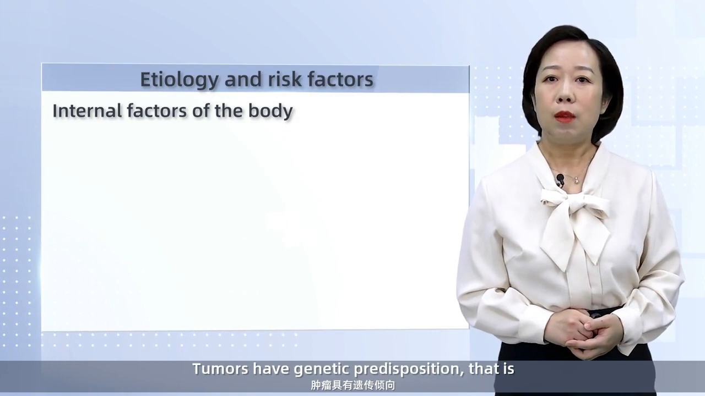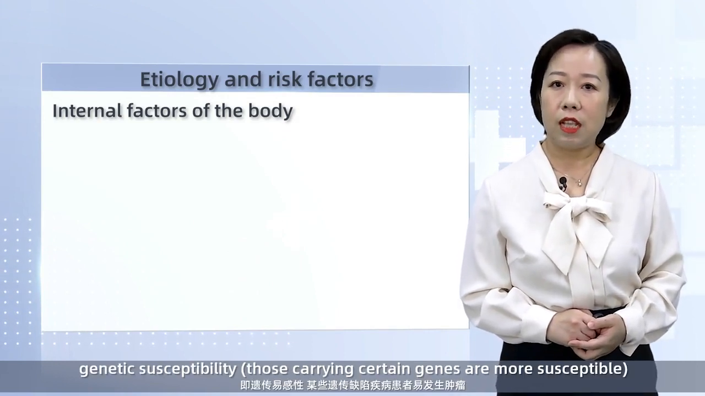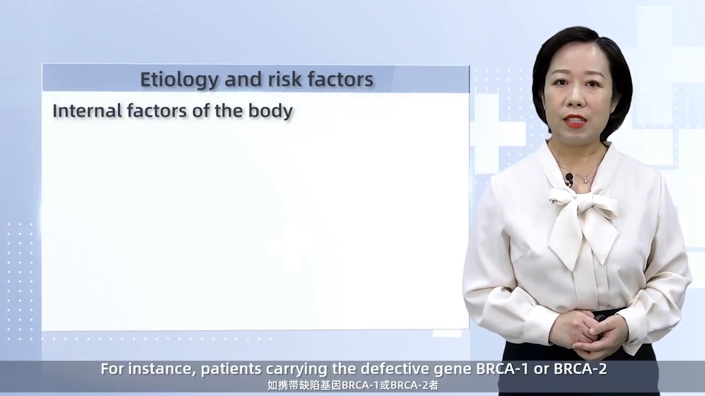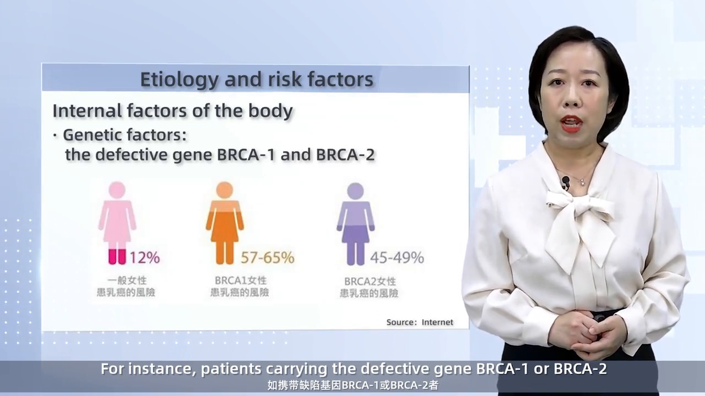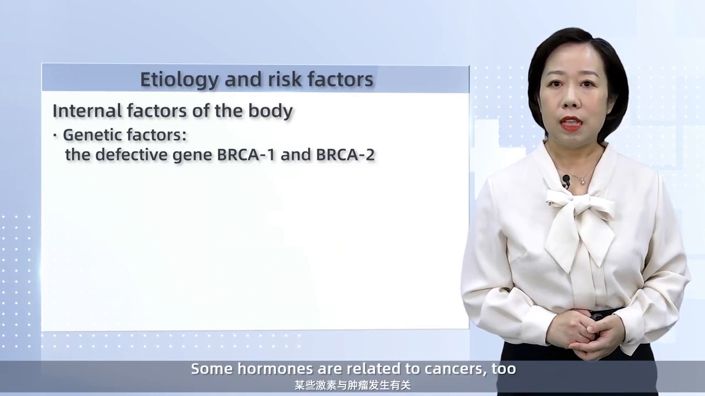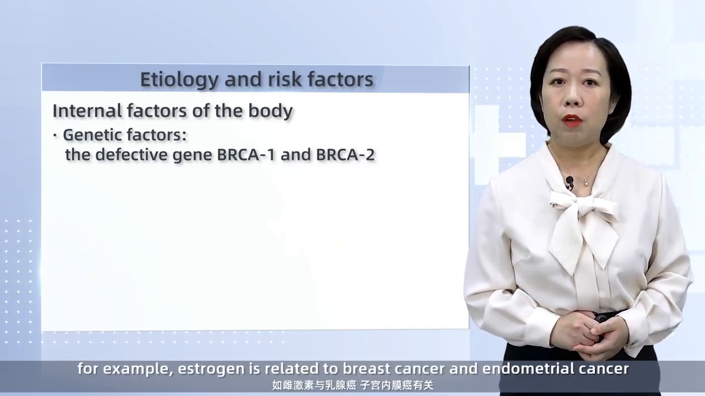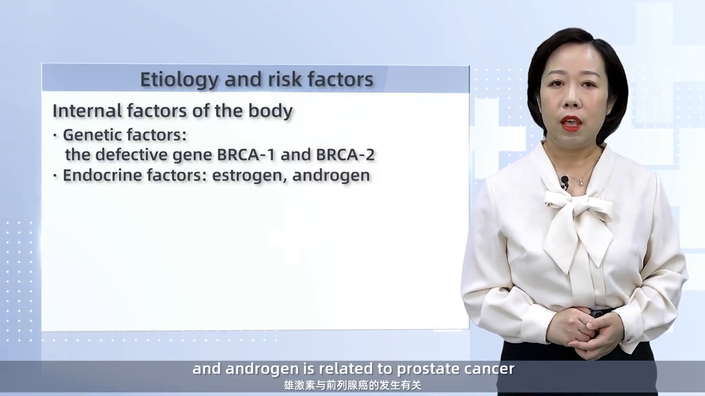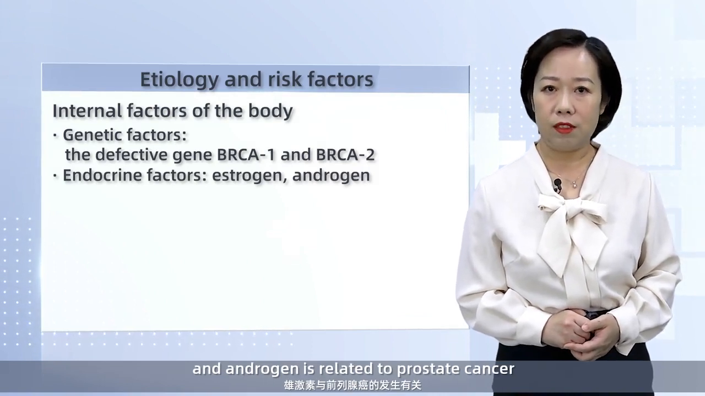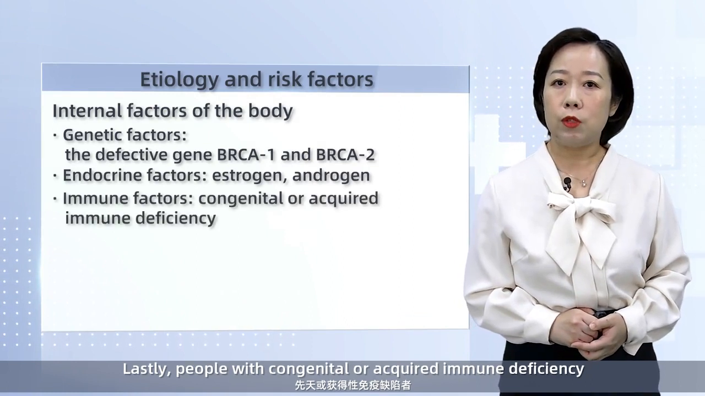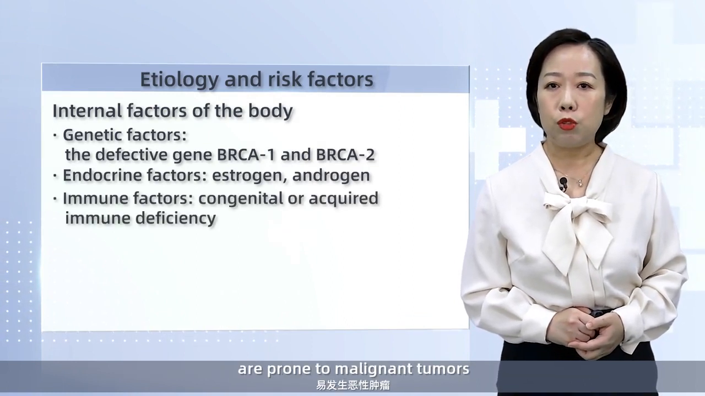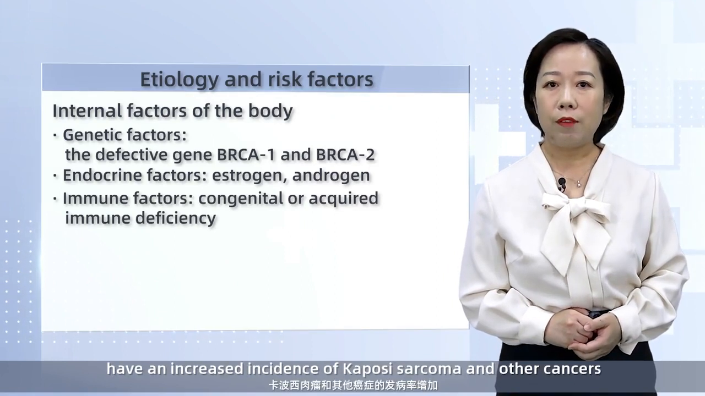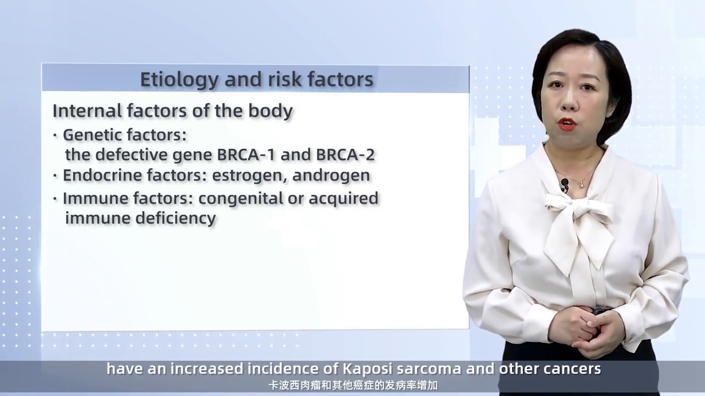Tumors have genetic predisposition, that is, genetic susceptibility. Those carrying certain genes are more susceptible. For instance, patients carrying the defective gene BRCA1 or BRCA2 are prone to breast cancer. Some hormones are related to cancers too. For example, estrogen is related to breast cancer and endometrial cancer, and androgen is related to prostate cancer. Lastly, people with congenital or acquired immune deficiency are prone to malignant tumors. Patients with acquired immune deficiency syndrome, AIDS, have an increased incidence of Kaposi sarcoma and other cancers.